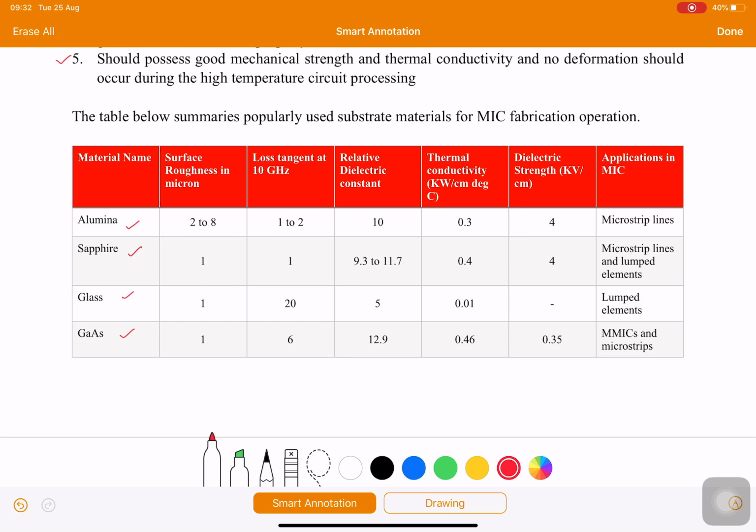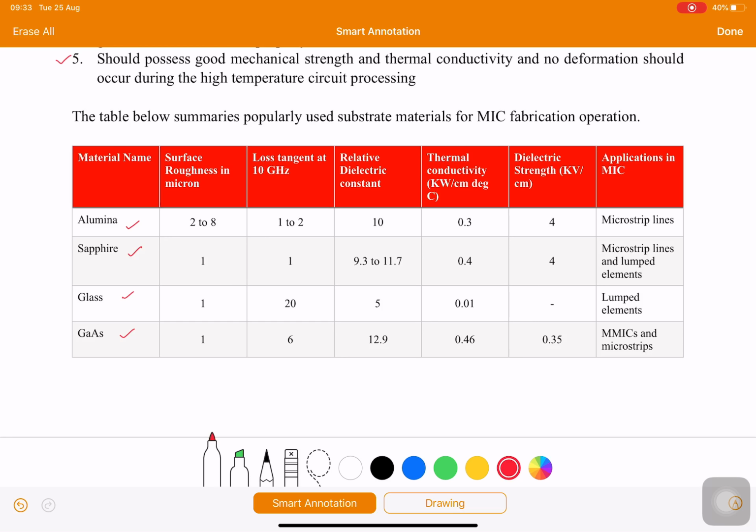If we go to the other types of substrate materials like sapphire, glass and gallium arsenide, the surface roughness is even lesser than that. However, the loss tangent of the glass is the biggest issue. The best value of the thermal conductivity is possessed by the gallium arsenide, about 0.46 kilowatt per centimeter. The dielectric strength, however, is very low, just of the order of 0.35.